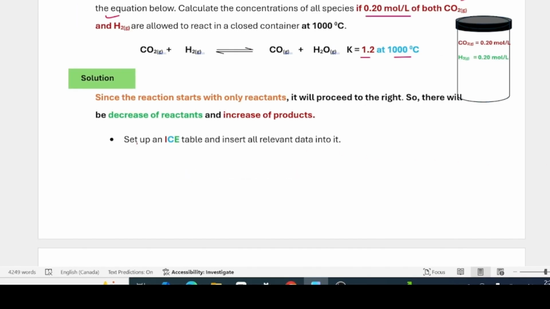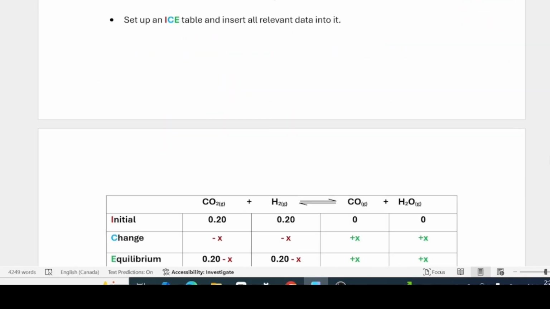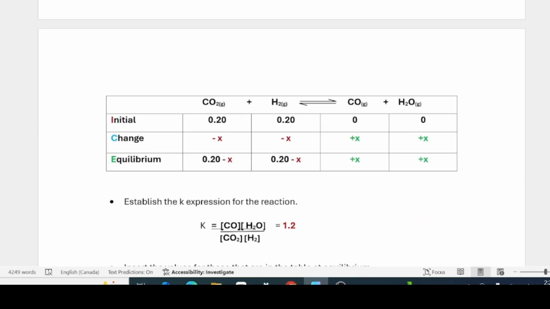Now that we know we are starting with only reactants, we can set up our ICE table. According to this ICE table, these are the initial concentrations of carbon dioxide and hydrogen, and we have 0 concentrations of carbon monoxide and water. Because we are starting with reactants, the reaction will proceed to the right. As such, the concentrations of the reactants will decrease, and these here will increase, according to the stoichiometric coefficients, which are 1, 1, 1, 1.